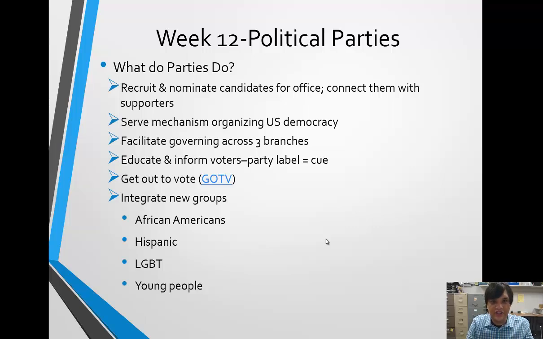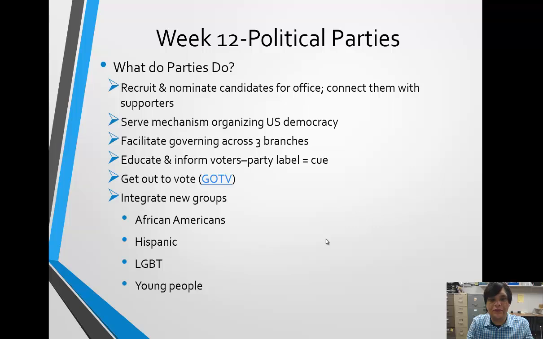Parties also educate and inform voters. The party label is often used as a cue, so we kind of know what to expect from Republicans when they're elected. We know what to expect from Democrats when they're elected as well. They educate and inform us about the issues. They debate the issues, they actually talk them out, and they ultimately decide on the issues in terms of the party and government. The party label is really a cue. We use it as a shortcut, or a heuristic, for what to expect from the U.S. government.